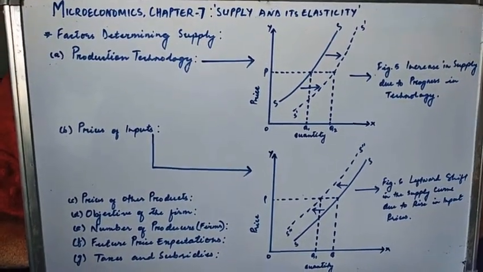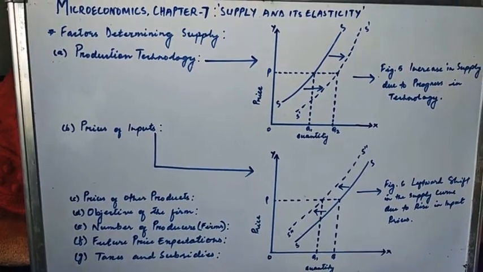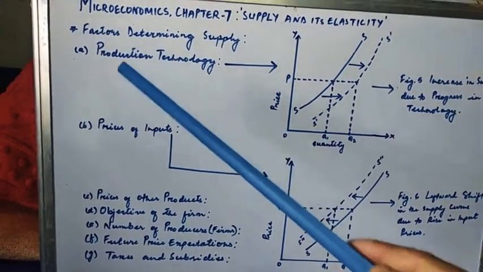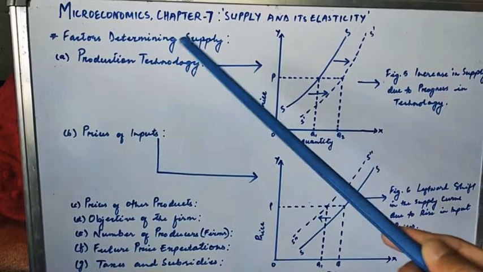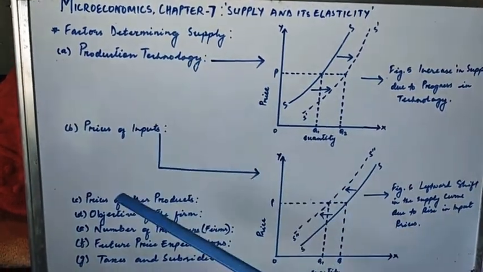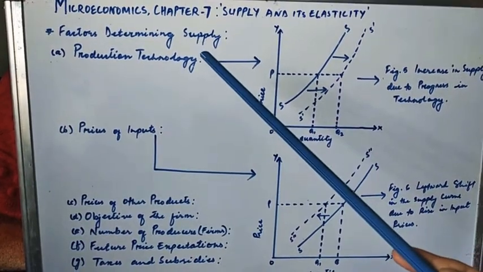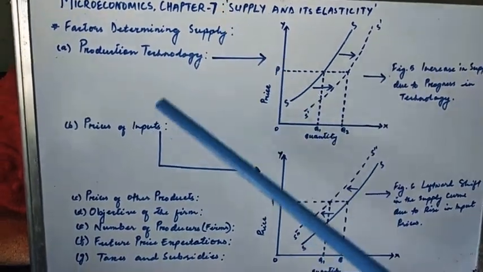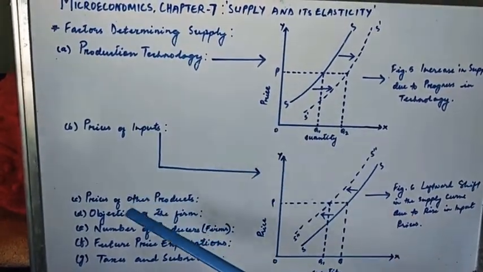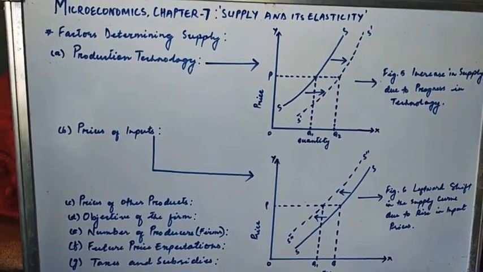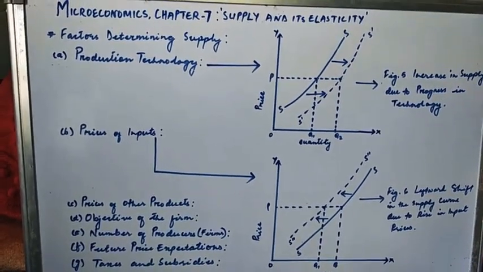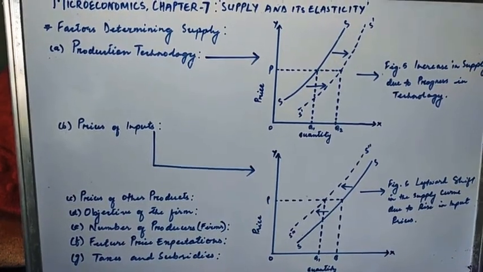Okay, so today we are going to discuss the topic, factors determining the supply. We shall discuss in detail what are the various factors that are determining the supply of a commodity. There are basically seven factors that usually determine the supply of any product or a commodity.